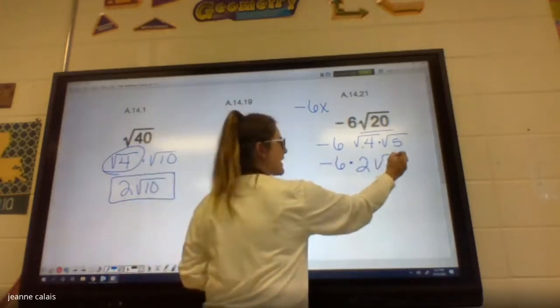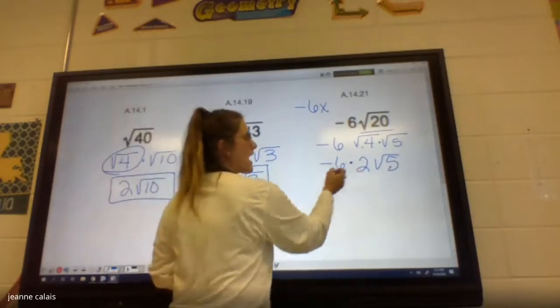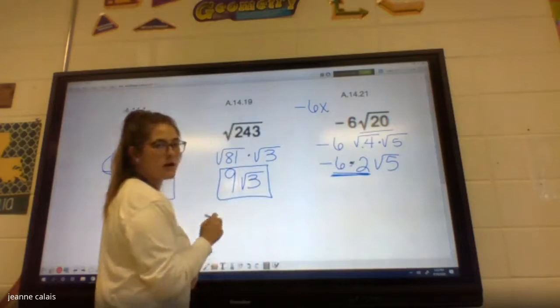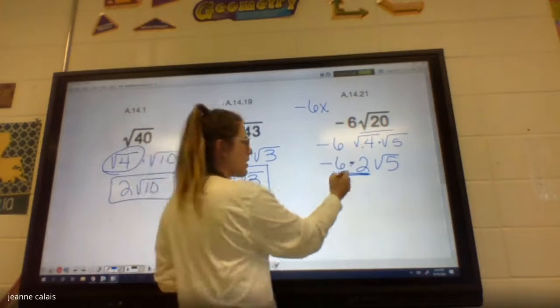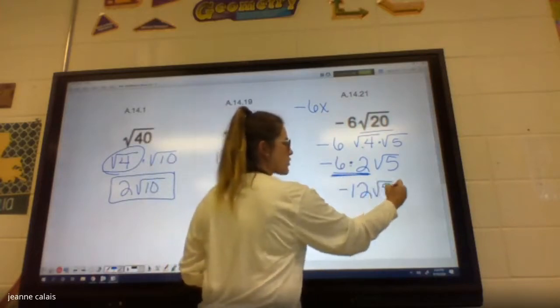Then you just bring down that other factor. You will have to take care of this, okay? You have to indicate that we're multiplying here. Otherwise, it'll look like negative 62. We don't want that, all right? We want to multiply. So your final answer is negative 12 square root of 5.